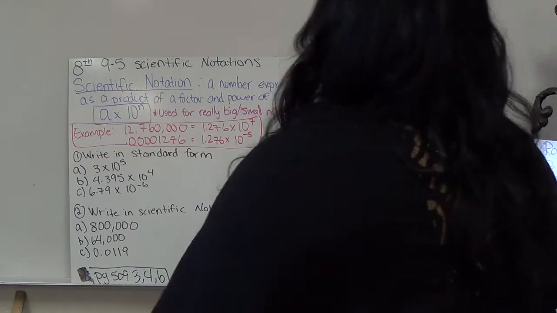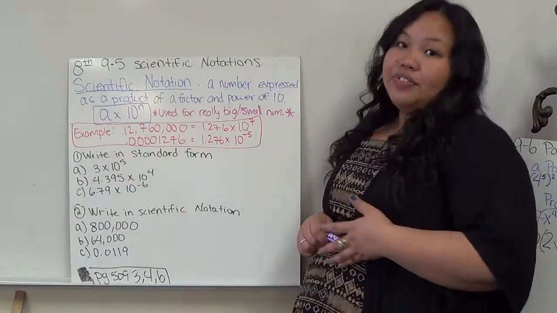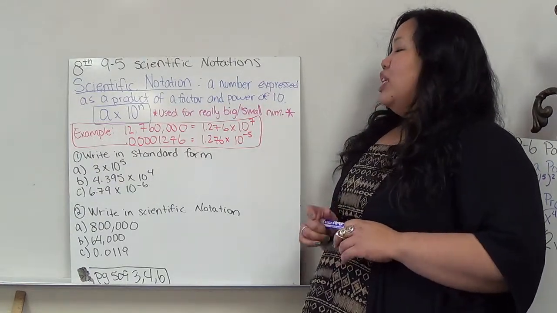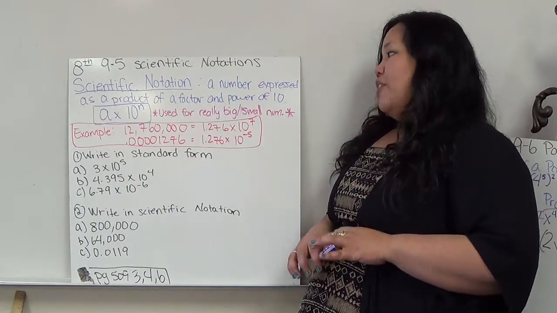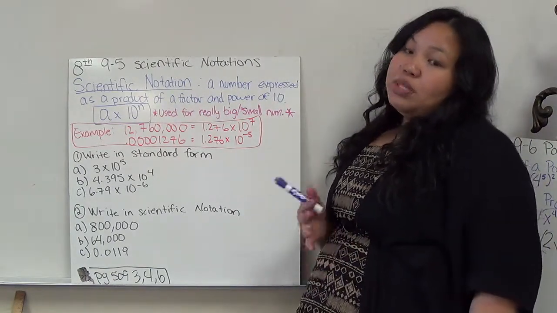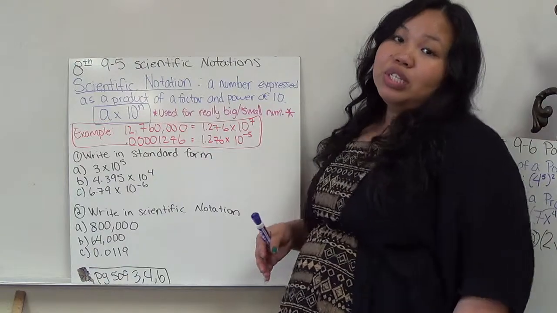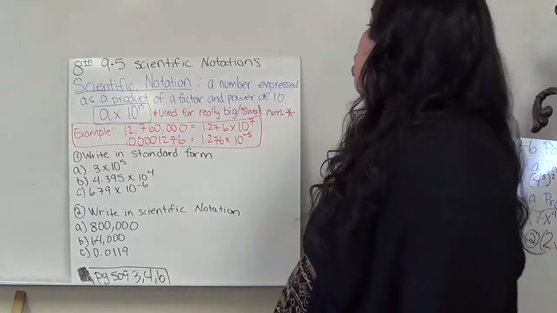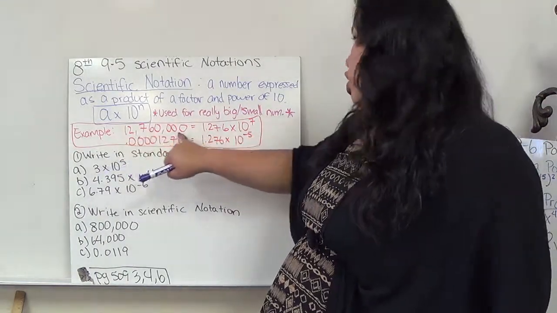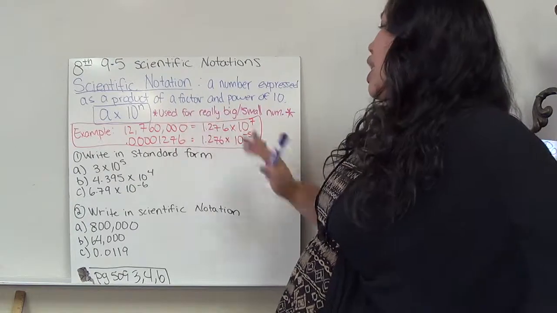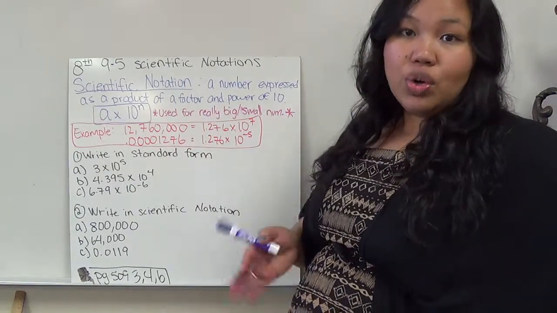In 8th grade, section 9.5, we're dealing with scientific notation. Scientific notation is basically a number expressed as a product of a factor and a power of 10. What that means is we're expressing it a different way because the numbers we're dealing with are either too big or too small. For example, this number is so big, and this number is so small. So we're going to use scientific notation in order to shorten it up.